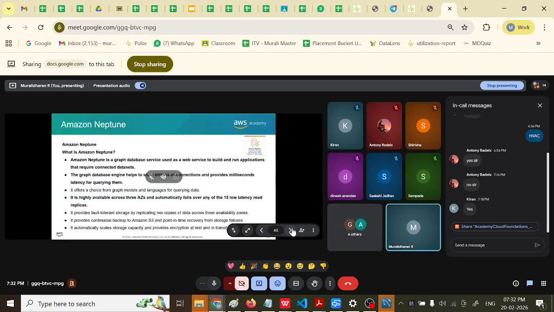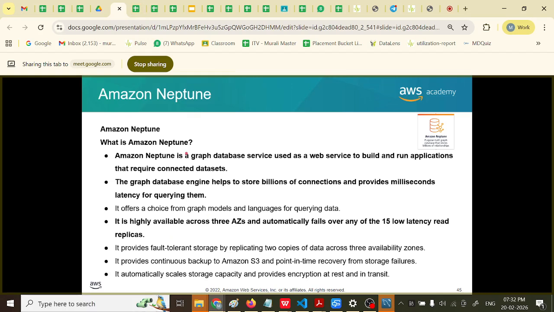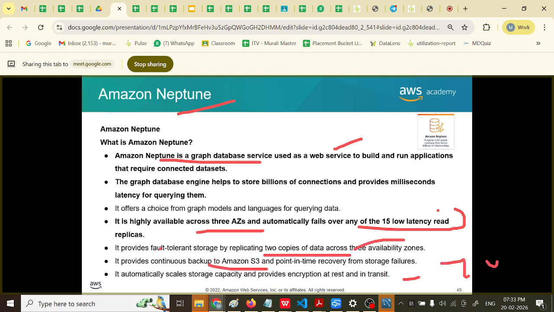Okay. So one more database is called the Neptune database. This is a graph-based database, mainly used for web services. It will also have 3 availability zones and 15 low latency read replicas, and also 2 copies in each availability zone and one more backup in S3. So in total it will have 7 copies.